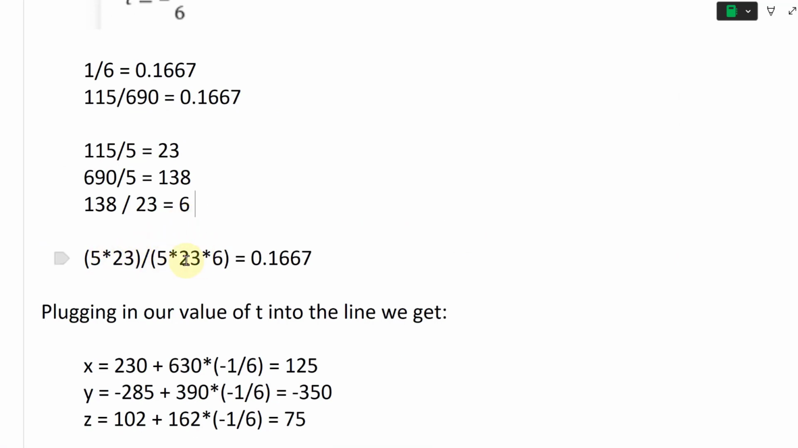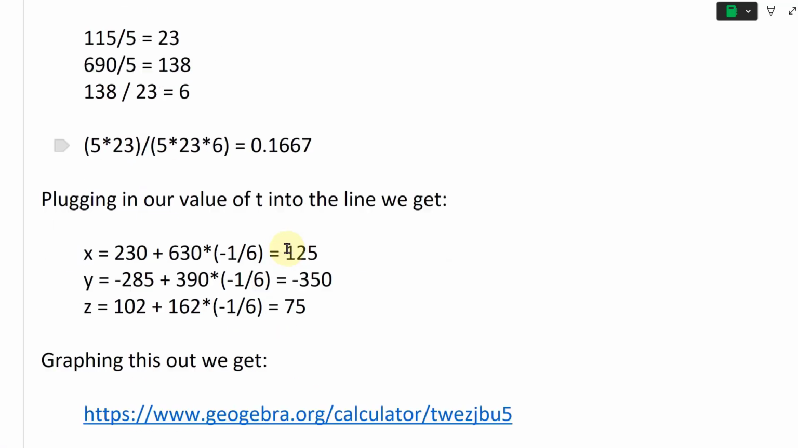Anyways. Now the next step here is you can even try it out with 5 times. So put these factors back in. So 5 times 23 divided by 5 times 23 times 6, because then these will all cancel. Just left with 1 over 6 equals 0.1667.